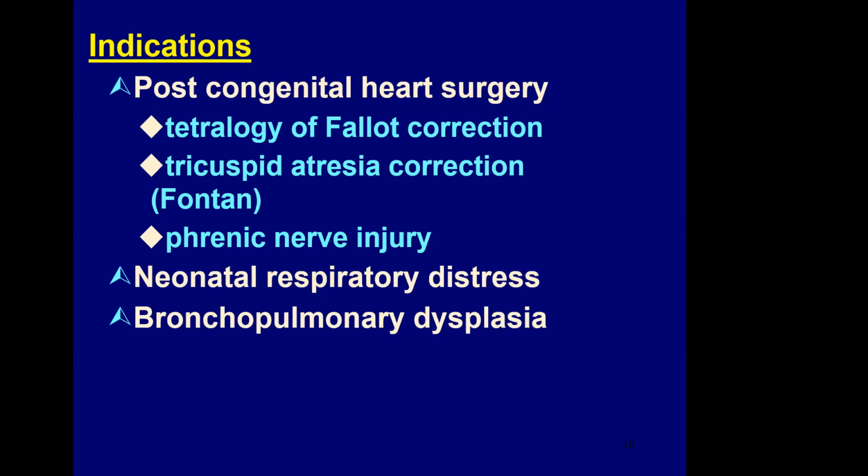This can happen after tetralogy of Fallot correction, tricuspid atresia correction, where the patient gets a Fontan procedure, and it involves, again, phrenic nerve injury. Can also be used in neonatal respiratory distress and also bronchopulmonary dysplasia, which we see long-term COPD in babies and in children.